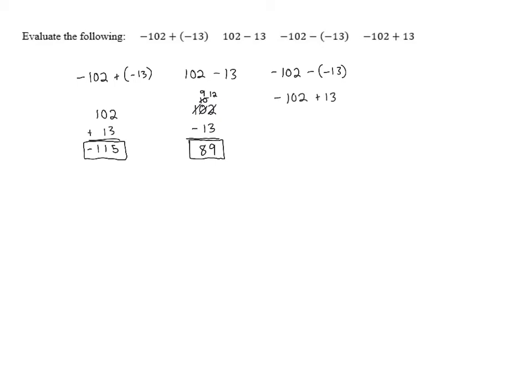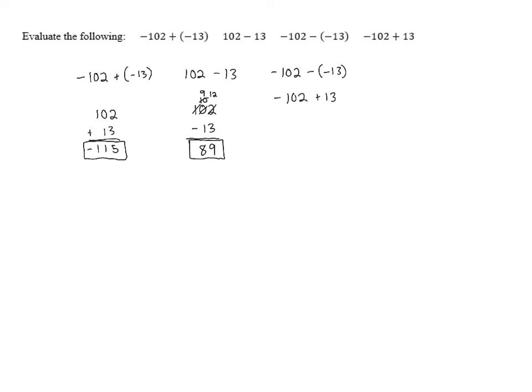The way to think about this is a negative quantity is like a debt. And if you subtracted someone's debt, if you took away someone's debt, it would be like giving them a positive amount of money. So here we have negative 102 plus 13.